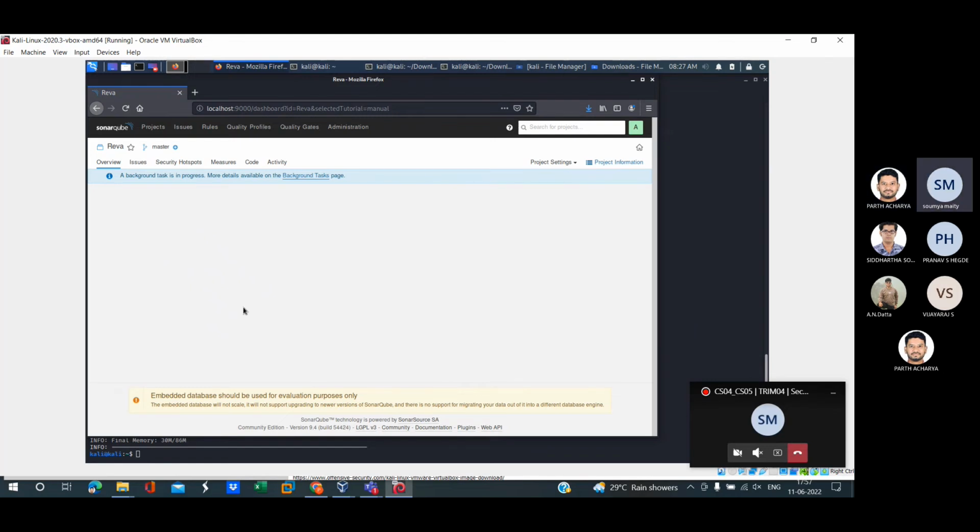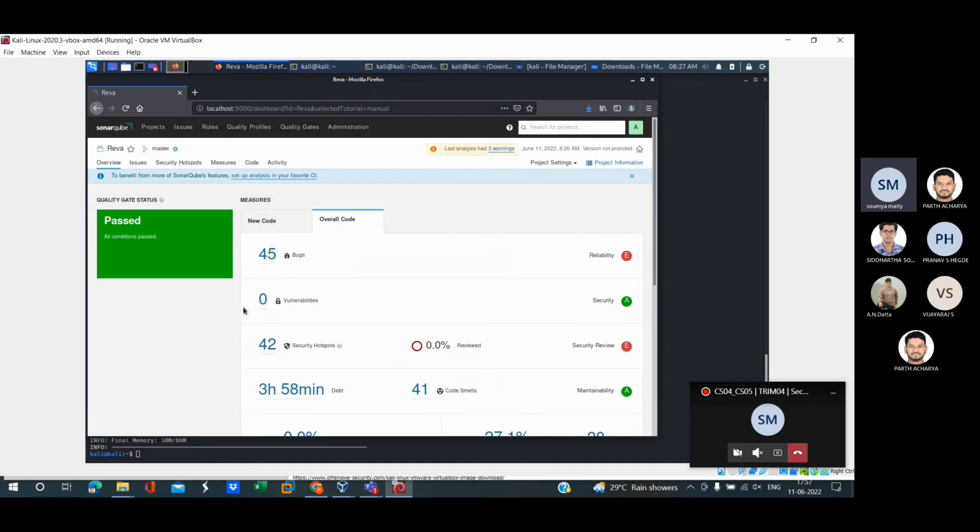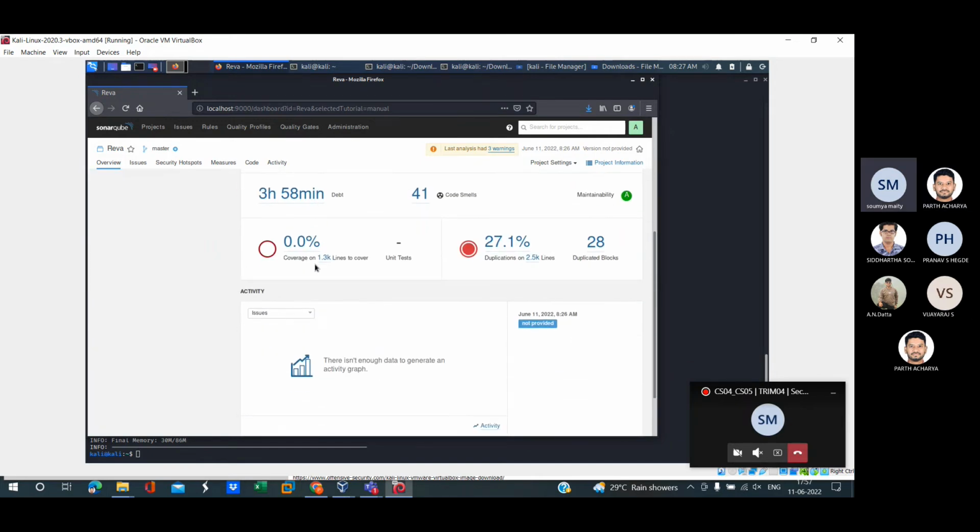In the first day, actually, I told there are two different exe files. One is the agent, the Sonar scanner is the agent, and the other one is the server. So you downloaded the server, and this is the agent. And see, there are 45 bugs, 0 vulnerabilities, 42 security hotspots. All these things are there.